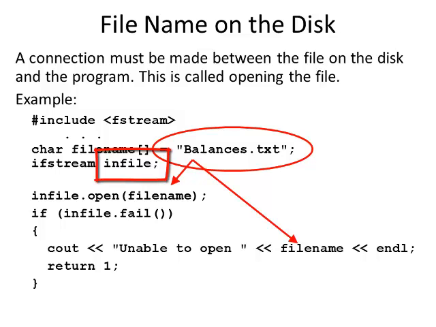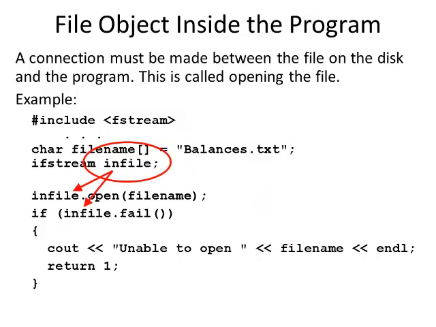Then throughout your program, to work with that file, you would say infile. I can say infile.open. .open is a member method. Infile.open and the file name. Now actually you could even put infile.open and then you could have the quote balances.txt quote inside those parentheses, so you can actually put the file name in there, or you can put in a variable.